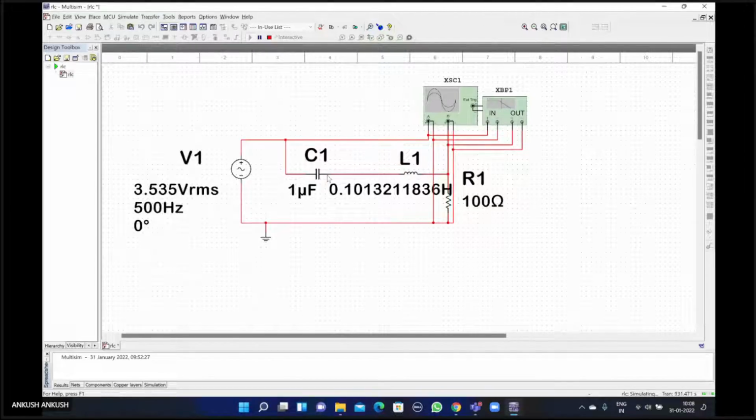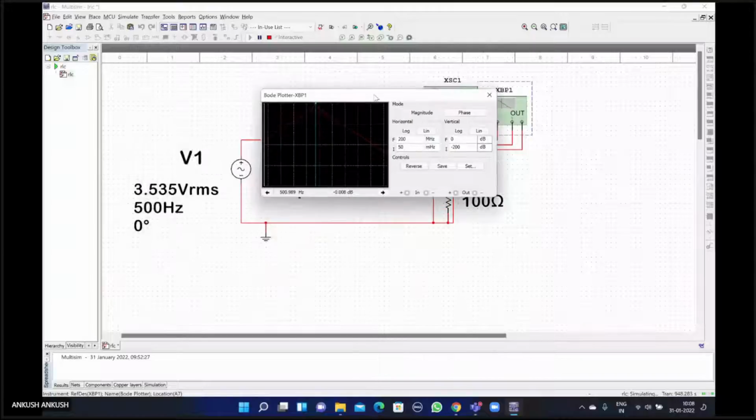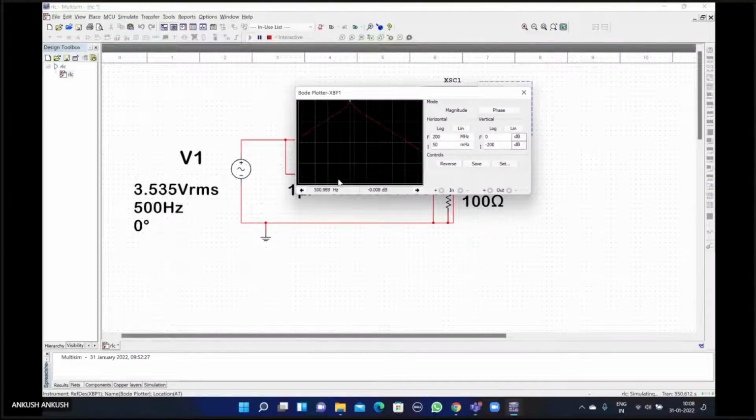Then I calculated the frequency in the Bode plotter. I checked, and it came out to be 500 point something, so I took it as 500 hertz. Accordingly I checked it from the frequency response also, and it came out to be 500 only. Here it is 500.989.